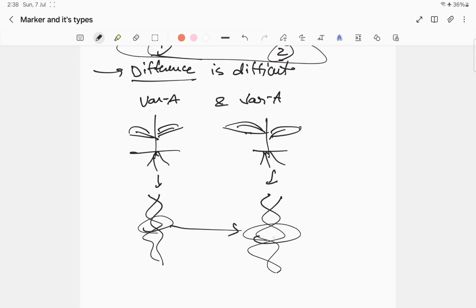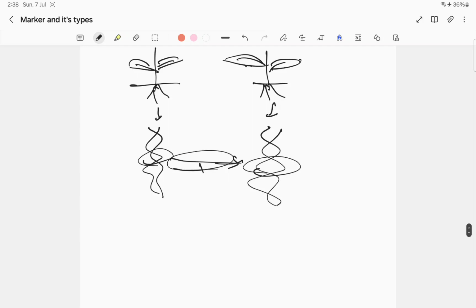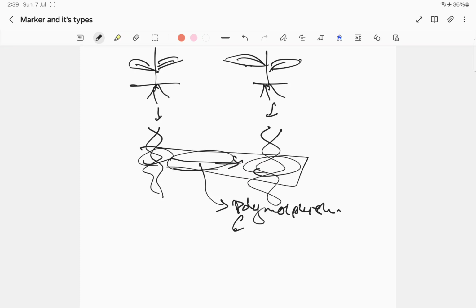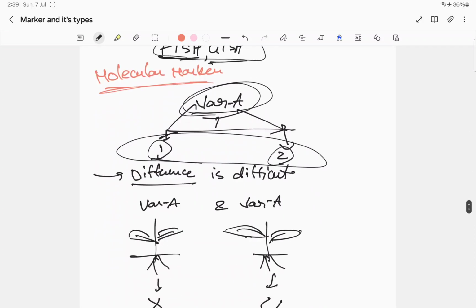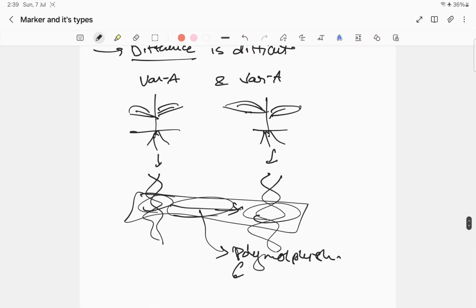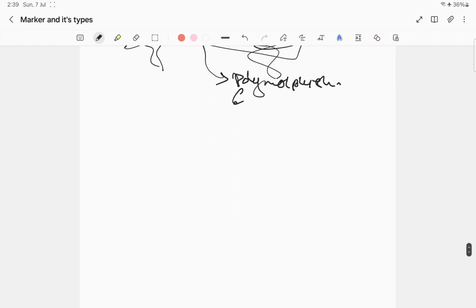If there are any changes in their DNA structure or nucleotide sequence, then this is said to be polymorphism. Any variation in the DNA sequence that is present is said to be polymorphism. I will explain it later. Here I have drawn the diagram, and if there is any variation between this DNA sequence, then it is said to be polymorphism, right?